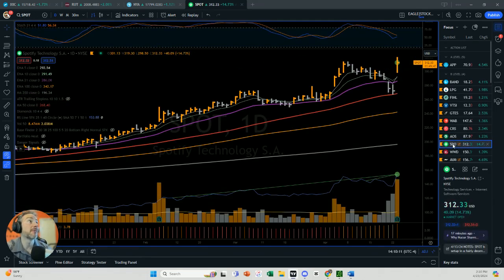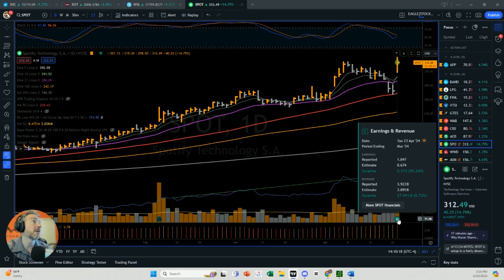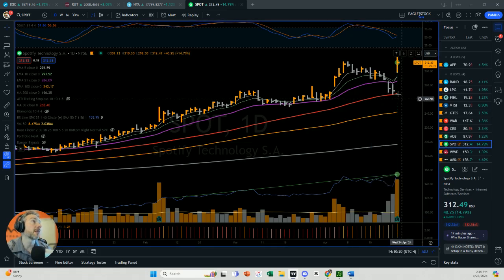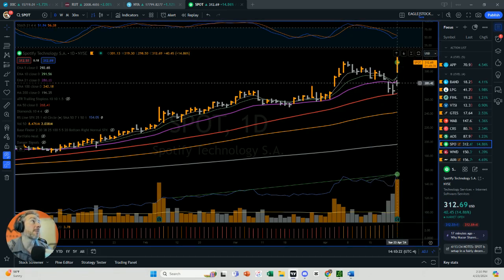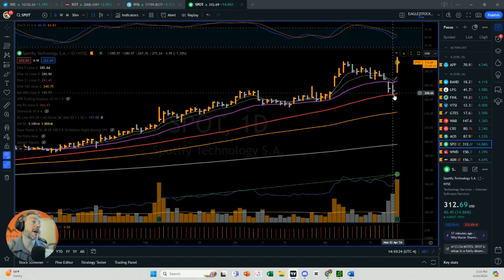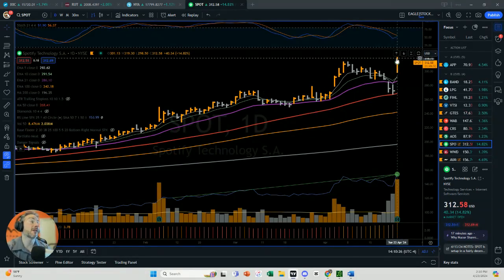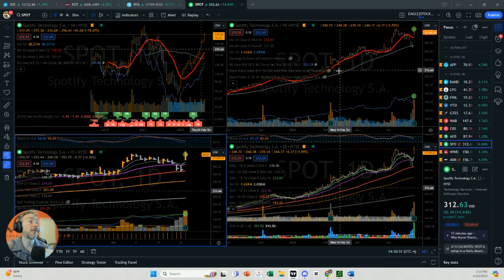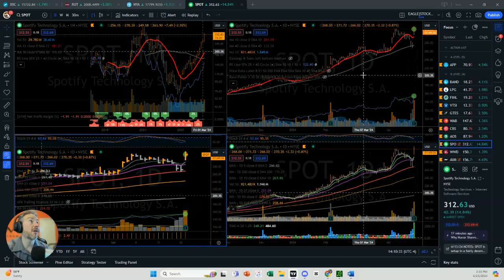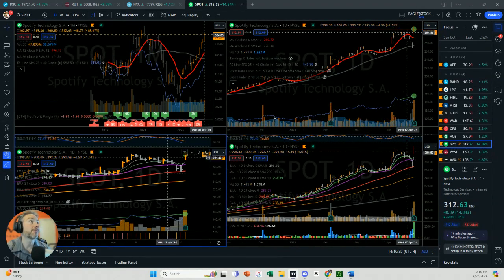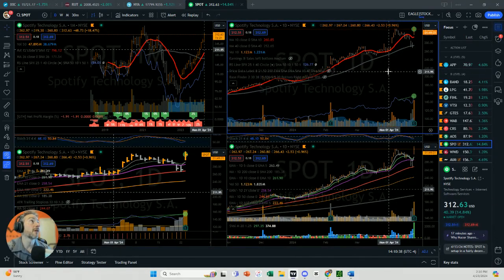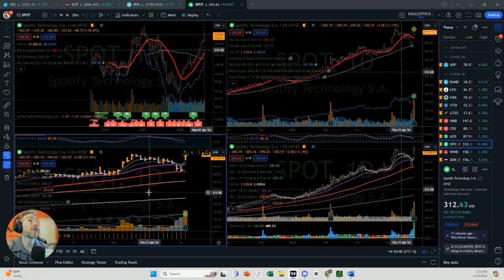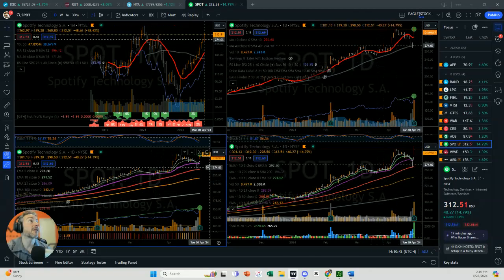Here's another one. Spotify. Spotify reported earnings, was it this morning or last night? This morning. And so far is up about 15%. It too came back to the 50-day moving average and rallied. If we're looking at stocks on different time frames, we could start to observe different things here.